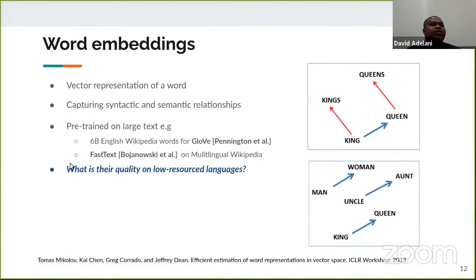But the interesting thing is that these embeddings are trained on a lot of text, which is not available for most African languages. Like GloVe was trained on 6 billion English Wikipedia words. I mean, we don't have that. And we have fastText embeddings. This is very nice because it was trained on multilingual Wikipedia. So I think they trained on over 294 languages of Wikipedia, but some of the languages are very small. They only have a very small number of articles.